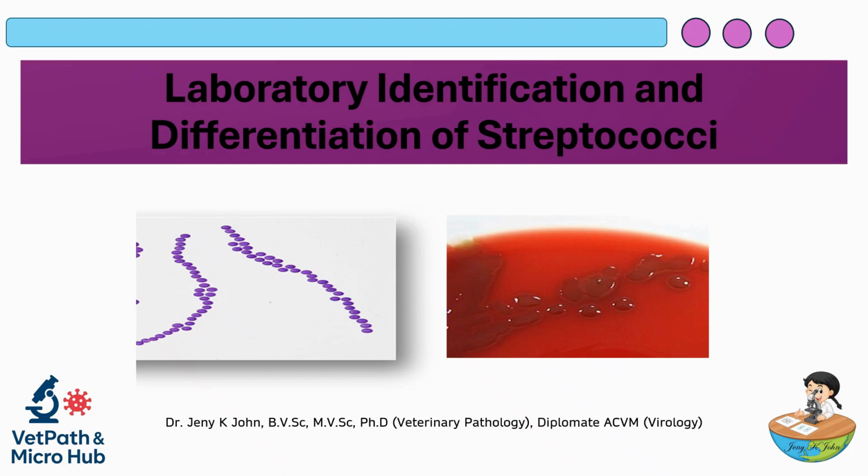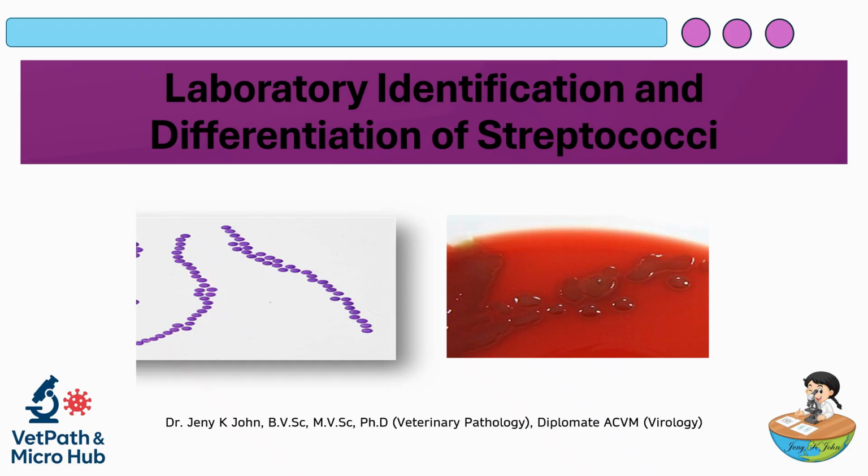Welcome to this video. Streptococci are among the most important bacterial pathogens affecting both humans and animals. They are responsible for a wide range of diseases including mastitis, respiratory infections, septicemia and meningitis. Because many Streptococcus species appear similar under the microscope, accurate identification requires a combination of laboratory techniques.